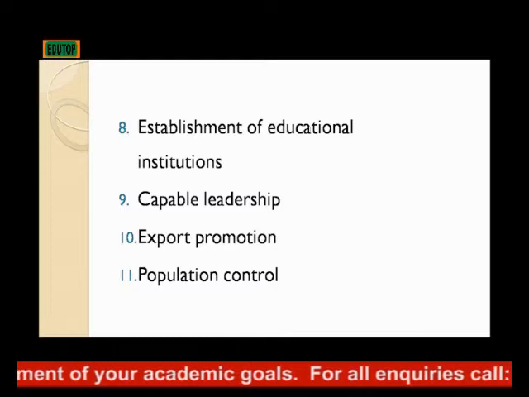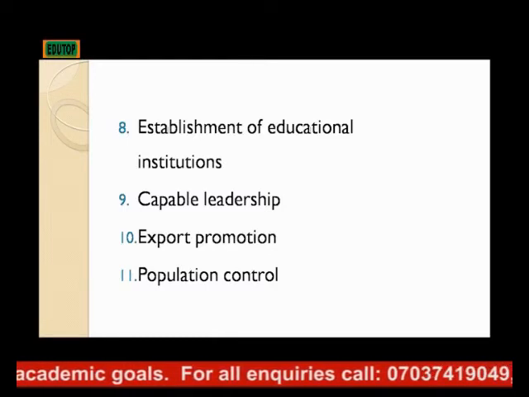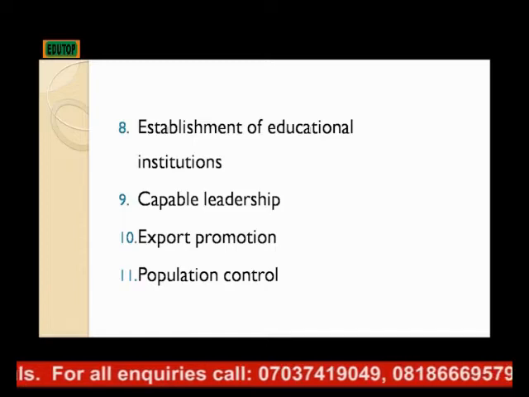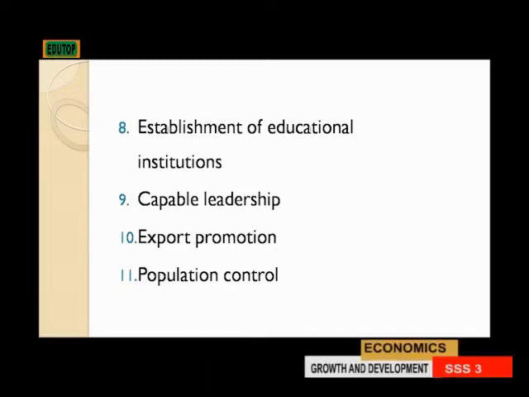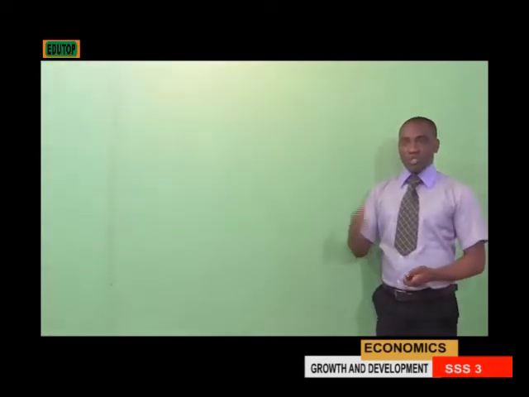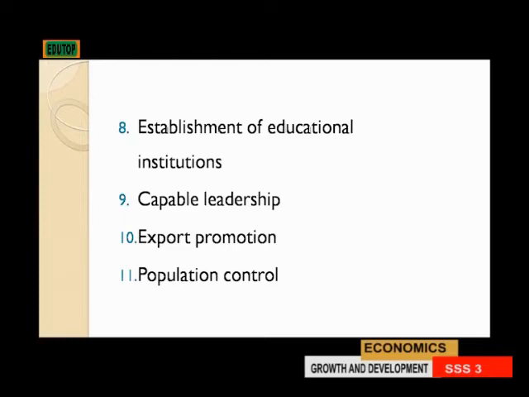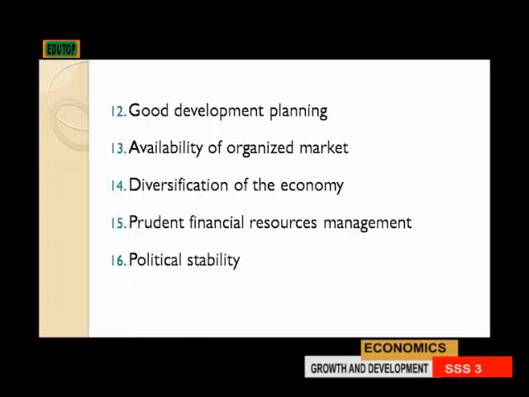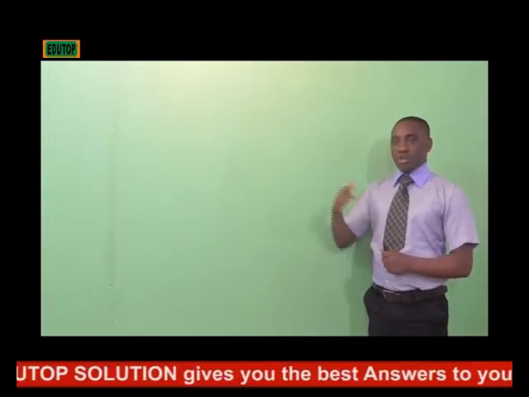Also, capable leadership. Leadership in politics and other forms of leadership is very important. Then, export promotion, promoting exportation to other countries. That means encouraging local production for export purposes is another factor that can make an economy grow very fast. Also, population control, controlling the population in relation to the level of available resources, so that the population will not be more than the available resources. That is another factor. Then, good development planning. The government of such a country must have good development planning, both economic planning and other forms of planning, to make the economy grow very fast.